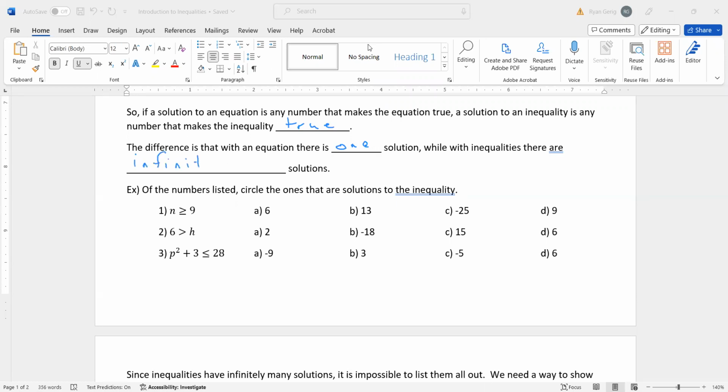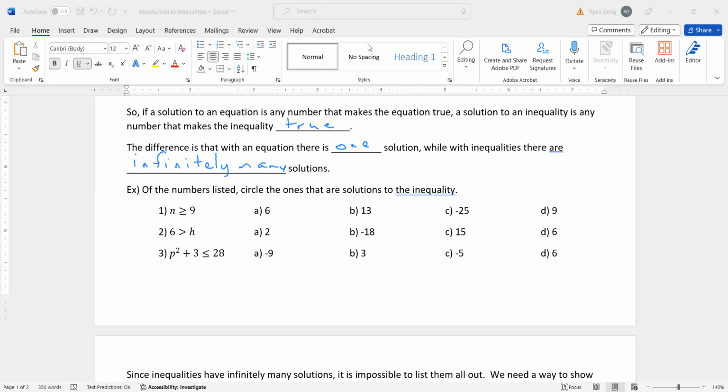Because there's a lot of numbers that are going to make these inequalities true. So like number 1, n is greater than or equal to 9. There are a lot of numbers, an infinite number of numbers that are bigger than or equal to 9. Okay, that's what I was talking about when I mean infinitely many solutions.